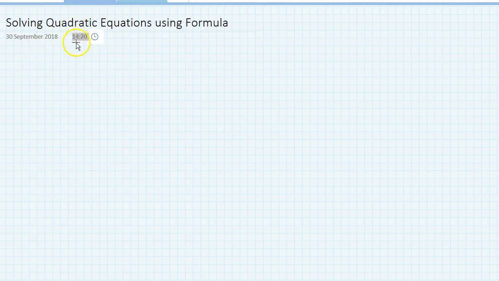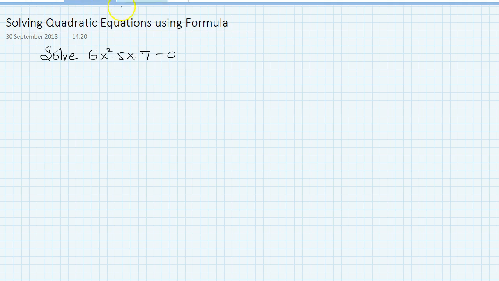Hello, we are going to take different examples of quadratic equations using the formula. The first example is: solve 6x squared minus 5x minus 7 is equal to 0.